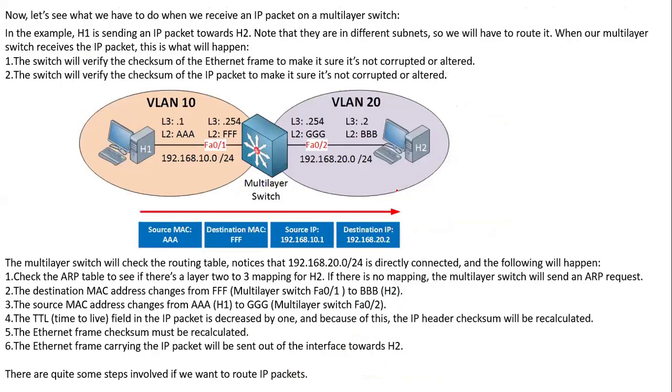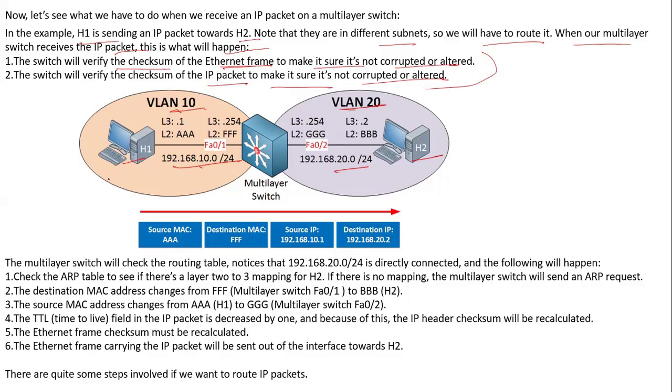Now come to layer 3. I have the same example, H1 and H2, but I have VLAN 10 here and VLAN 20 there. Now I have different subnets also, 10 and 20. So here you can check H1 is sending an IP packet to H2, and they belong to different subnets. So we will have to route. And when the multilayer switch receives the IP packet, what will happen? Switch will verify the checksum of the Ethernet frame and the IP packet to make sure it is not corrupted or altered.